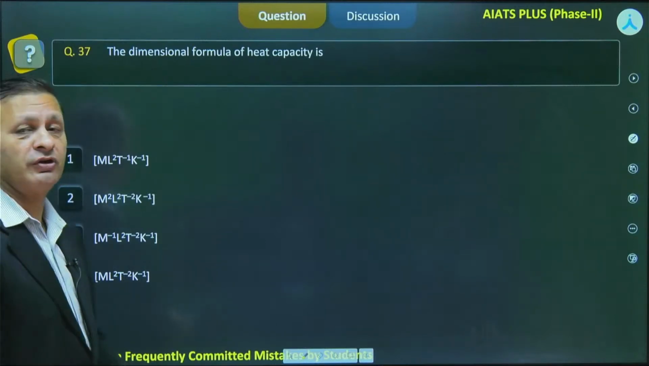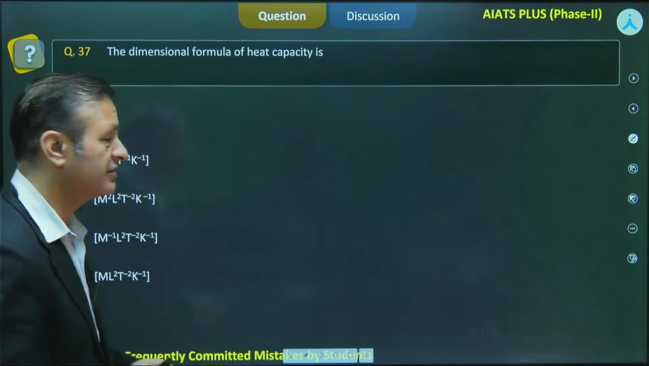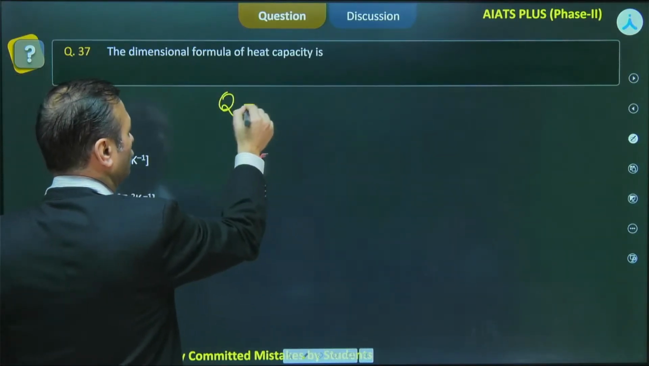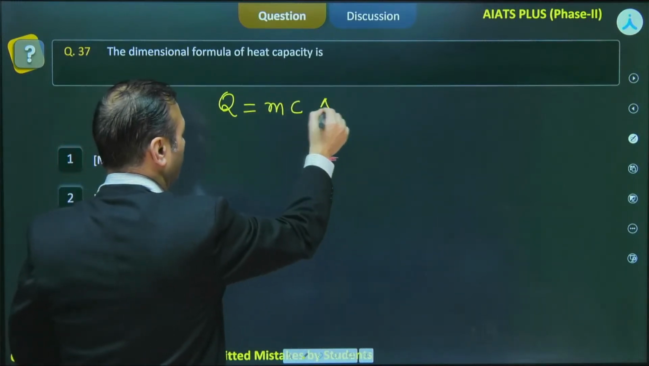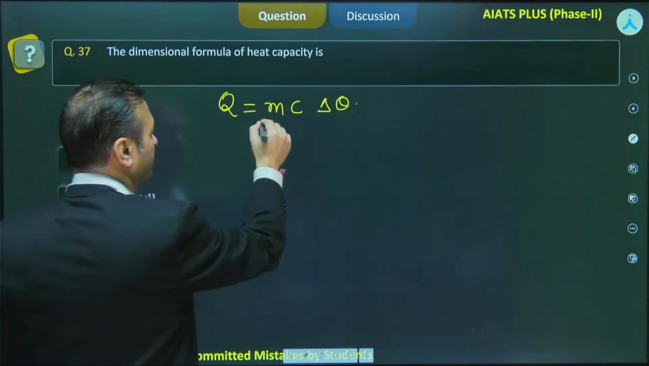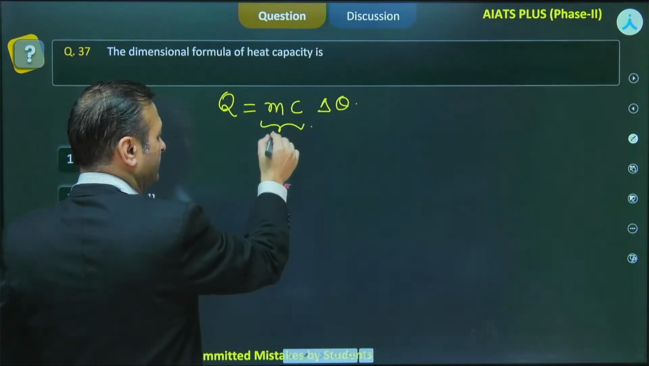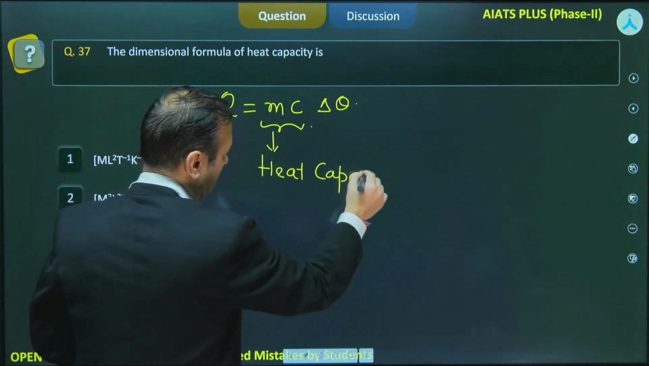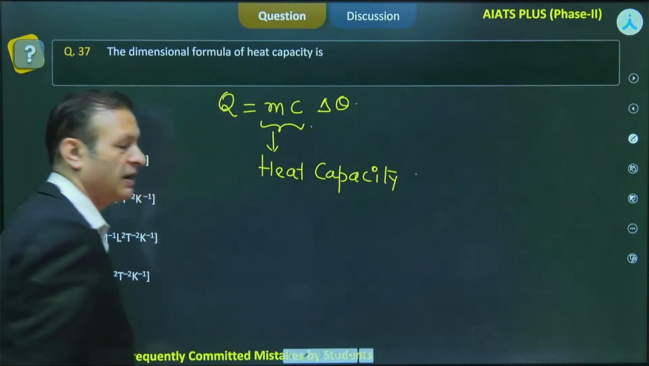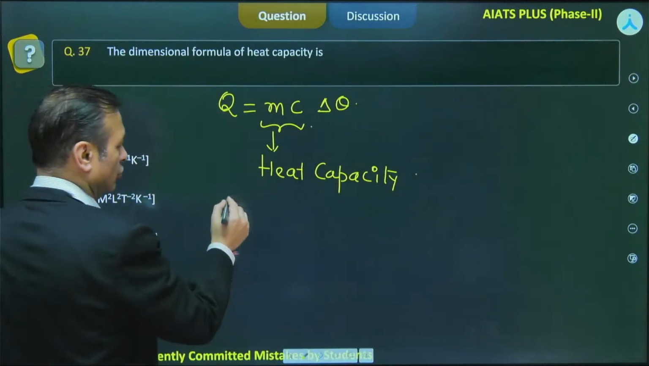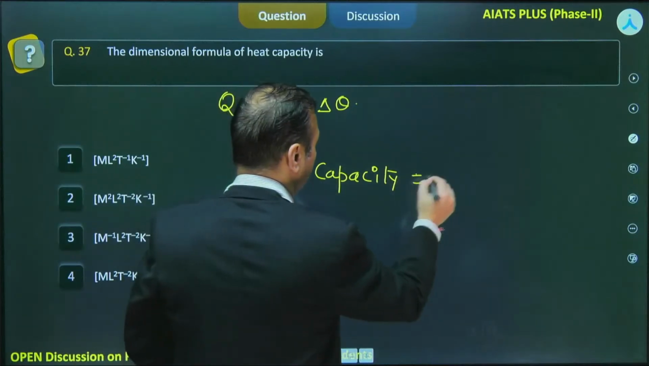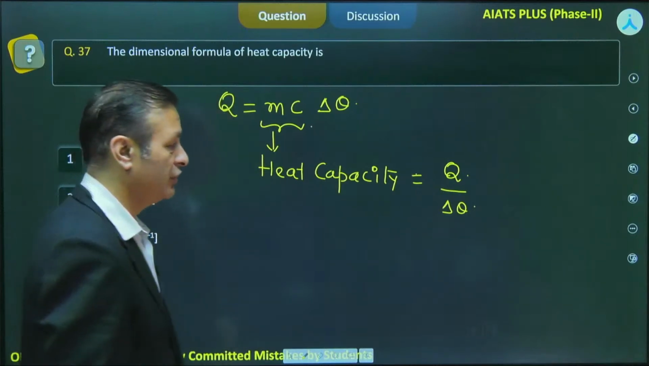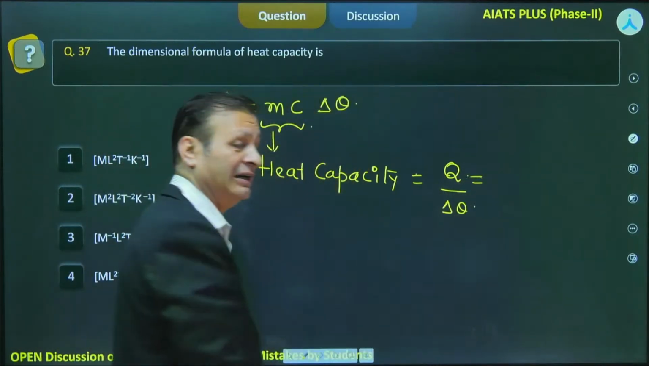Now the dimensional formula for the heat capacity. This is quite easy and interesting, so I will be making it a quick one. First of all, the heat given to you is mc into delta theta. This mass into specific heat part is basically known as heat capacity. So the formula for the heat capacity comes out to be Q by delta theta, that is, change in temperature.